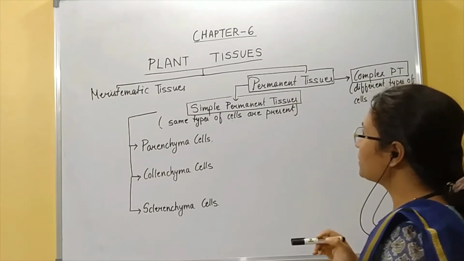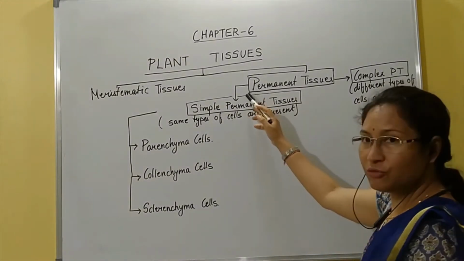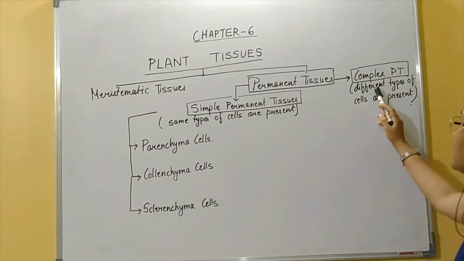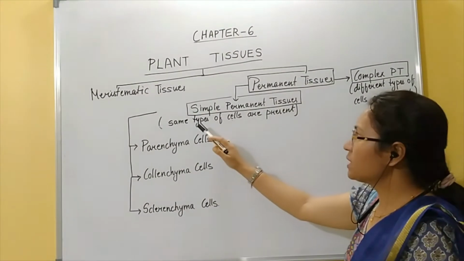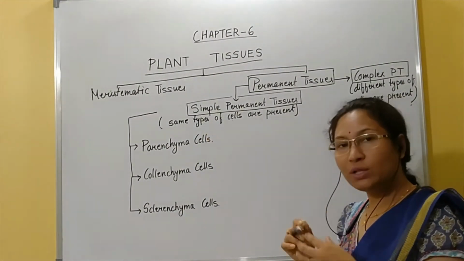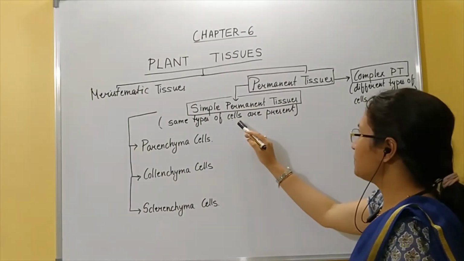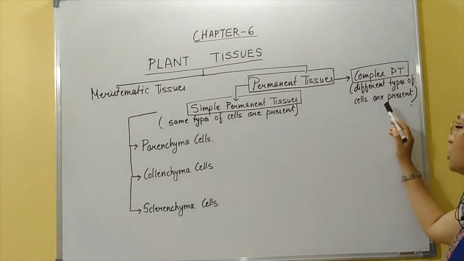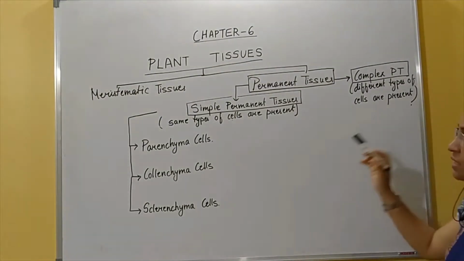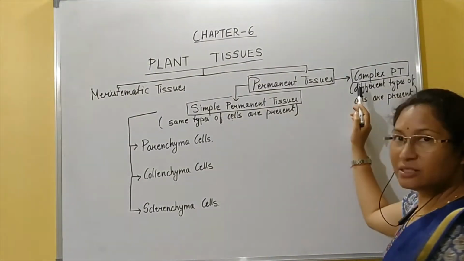Now the simple permanent tissue is a type of permanent tissue as well as the complex permanent tissue. Simple permanent tissues are those in which all the cells are of the same type, and the complex permanent tissue will have cells which are of different types. So that's why the name simple and complex.